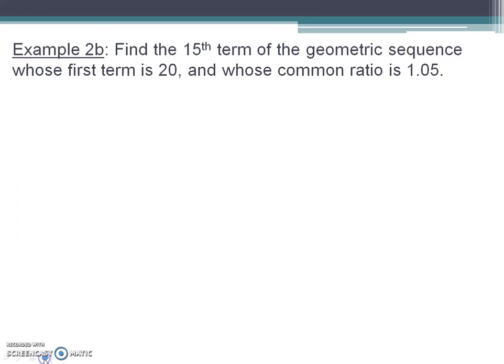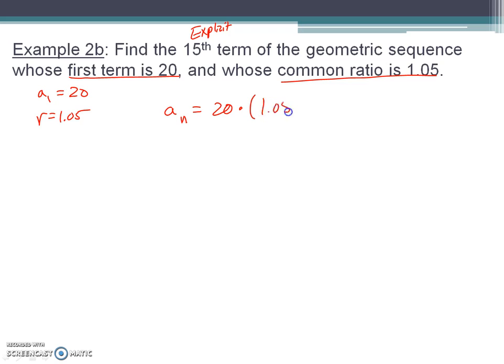Okay, so onward and upwards. Let's look at example 2b. Find the 15th term. Anytime we're finding a 15th term or something like that, we're definitely going to want to put an explicit expression rather than dealing with it recursively. First term, there it is, 20, so a sub 1 is 20. Common ratio is 1.05, there it is, r is 1.05. And that's all you really need to know in order to write the rule. So a sub n is quite simply 20 times 1.05 to the n minus 1 power.